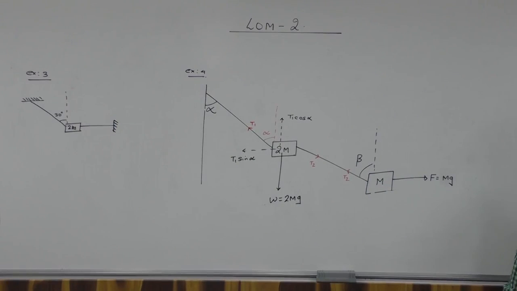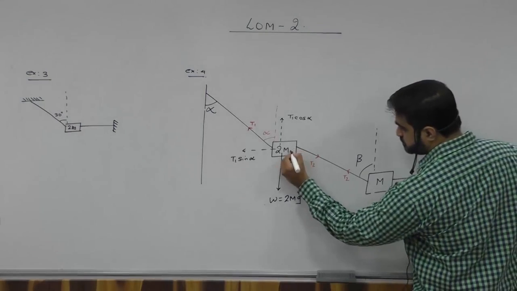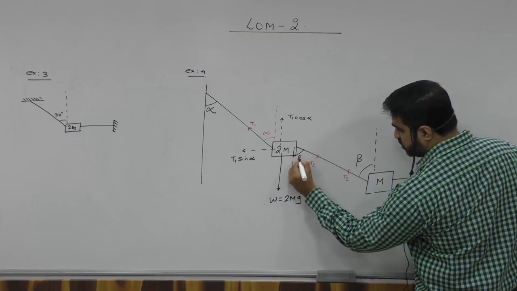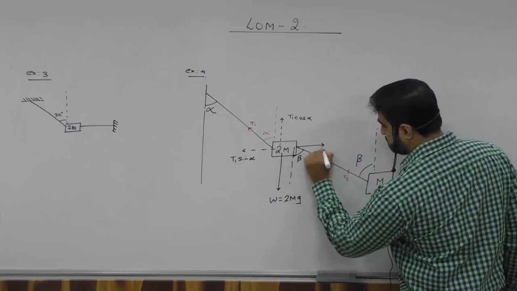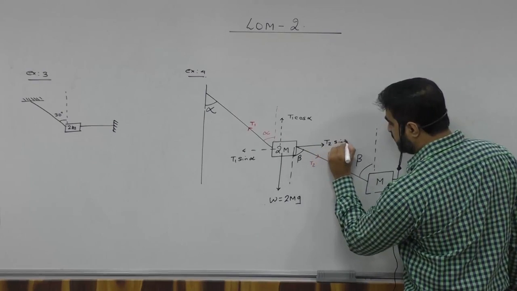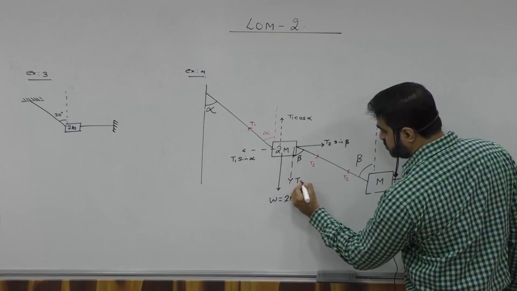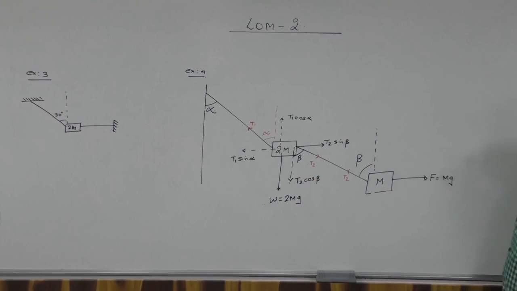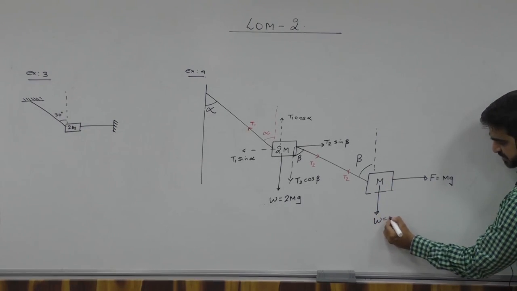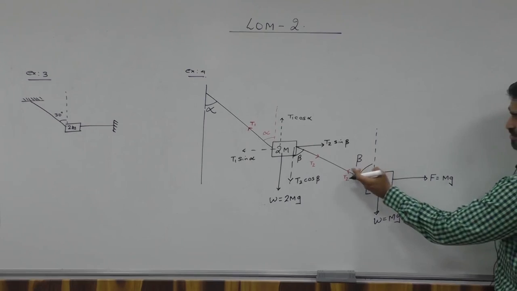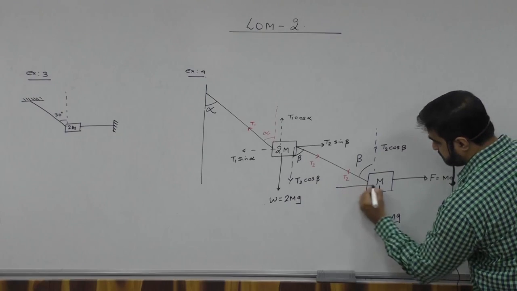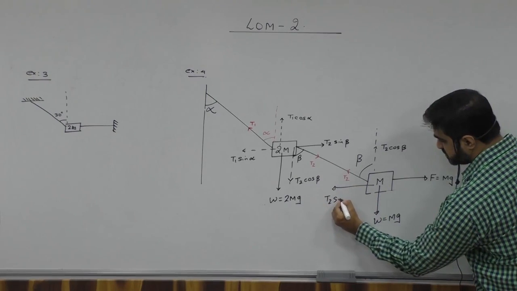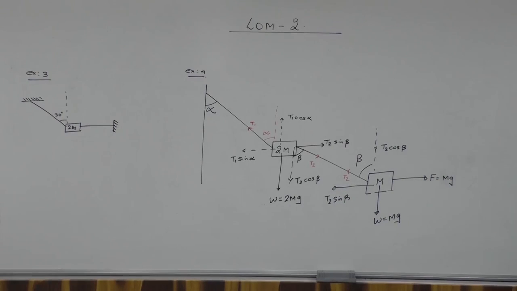Correct na beta? Actually, you know one more thing. If this is beta, this will also be beta. So this will become T2 sin beta, and this is going to become T2 cos beta. Correct? We'll come here. Weight is mg. T2 cos beta and T2 sin beta, and this is the force which is applied, that is mg.